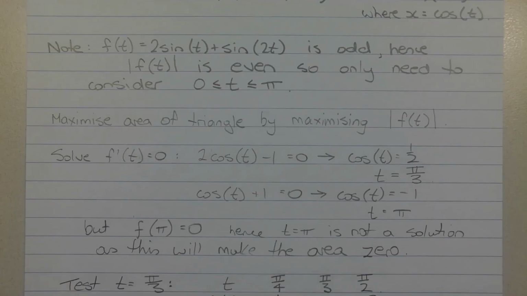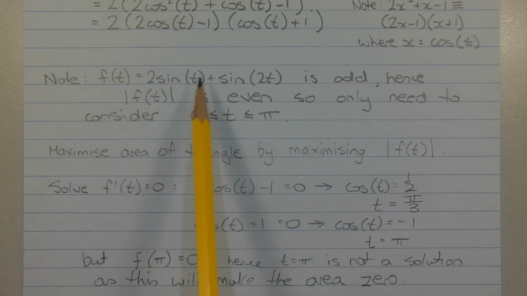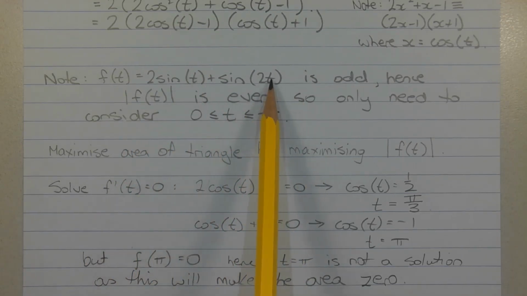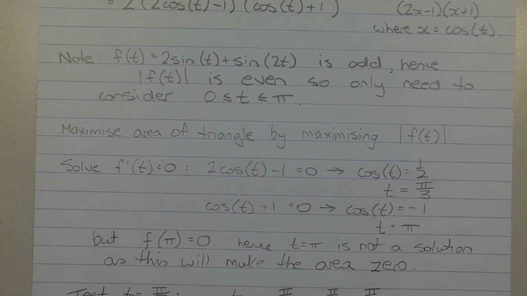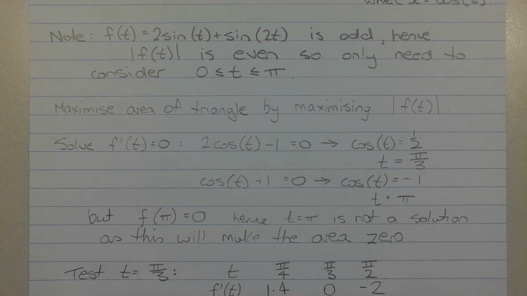But if we go back to our original function, our original f of t, that is, so that's this function here. If we substitute t equals pi here and here, we end up with f of pi is equal to 0. So t equals pi is not a solution, as this will make the area of the triangle 0.